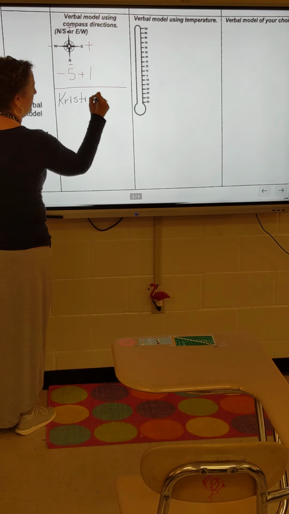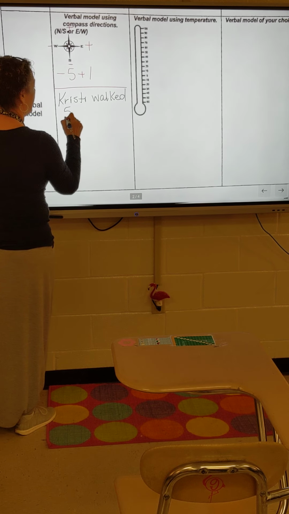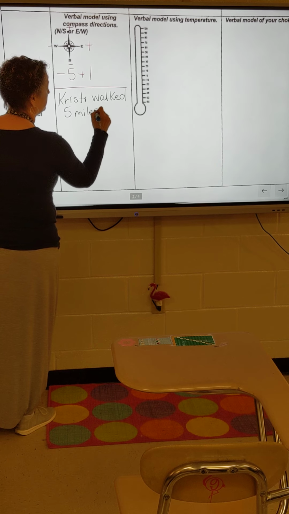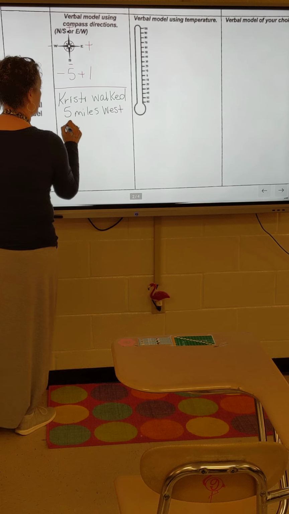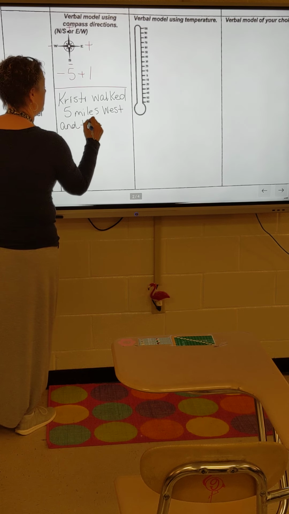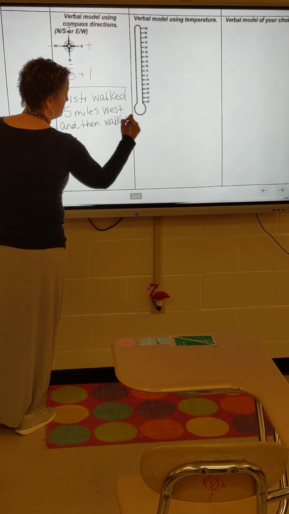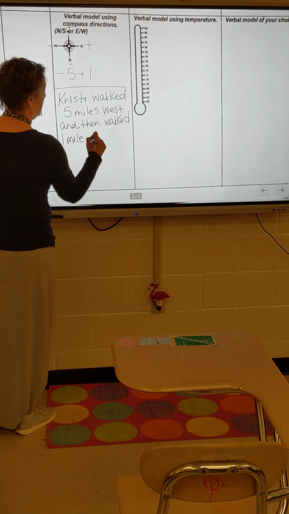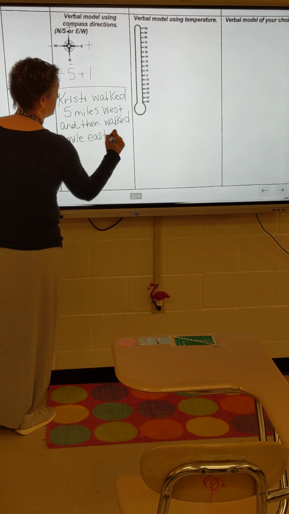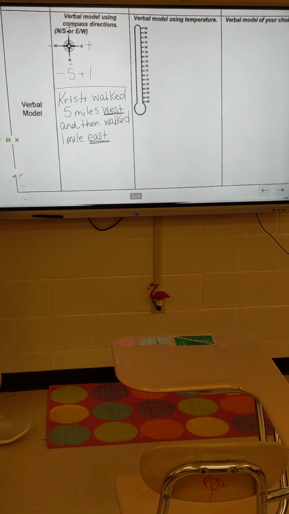Christy walked 5 miles west and then walked 1 mile east. And the words west and east are what indicate that positive and negative. Okay?